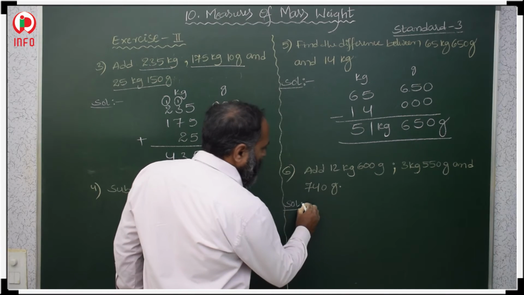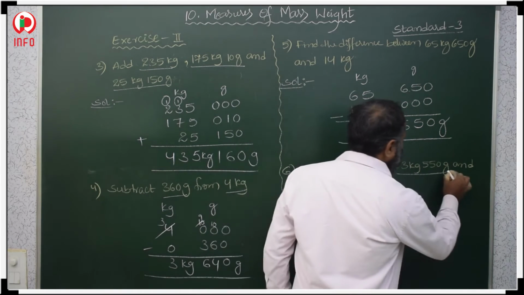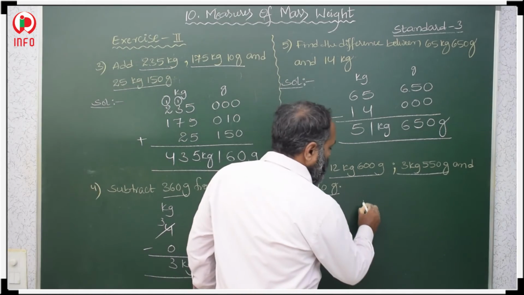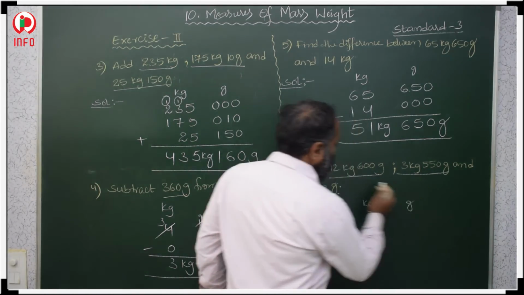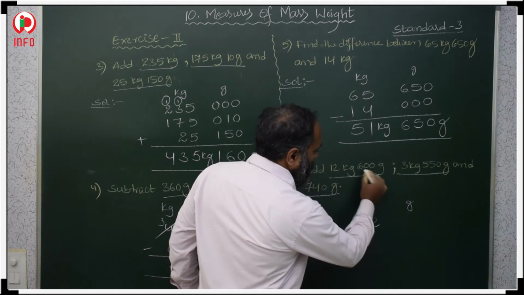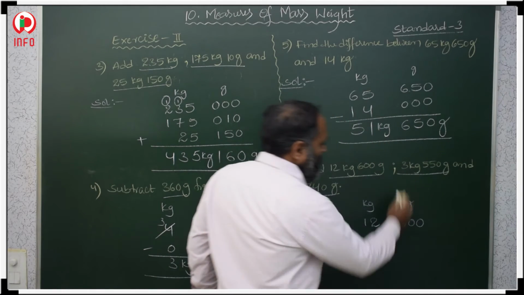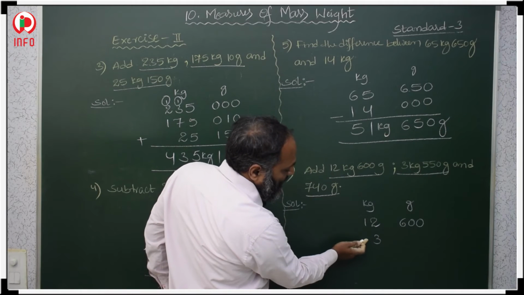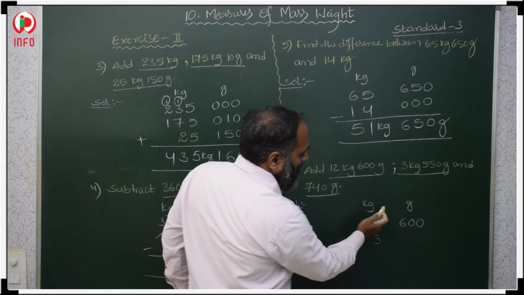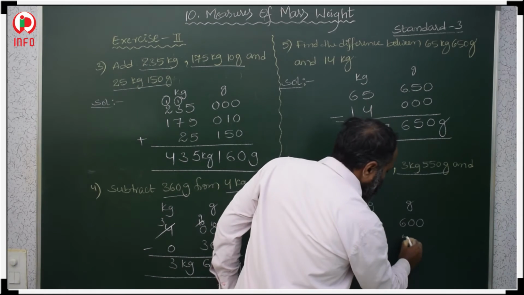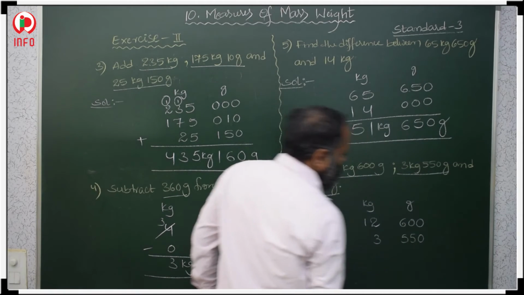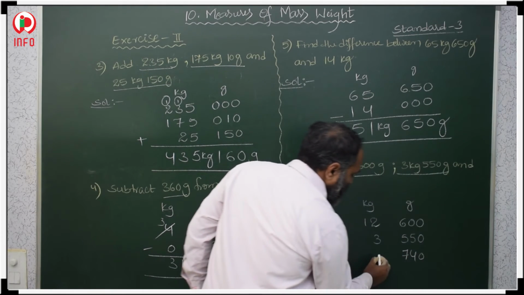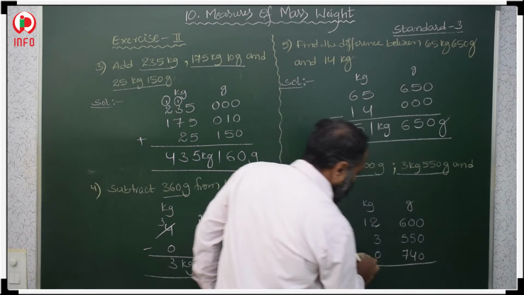Now, add. Here addition is there. This is the first quantity, this is the second quantity, this is the third quantity. All these three quantities we have to add. So, first take kg and gram. In the first quantity 12 kgs, 600 grams. In the second, 3 kg, take it in ones place. In kgs, write it in the ones place. Do not write it in tens place. 3 kgs, below 2 we have to take 3. 3 kgs, 550 grams. Then 740 grams. Only grams, here there is no kg, which means kg is 0. Now add.